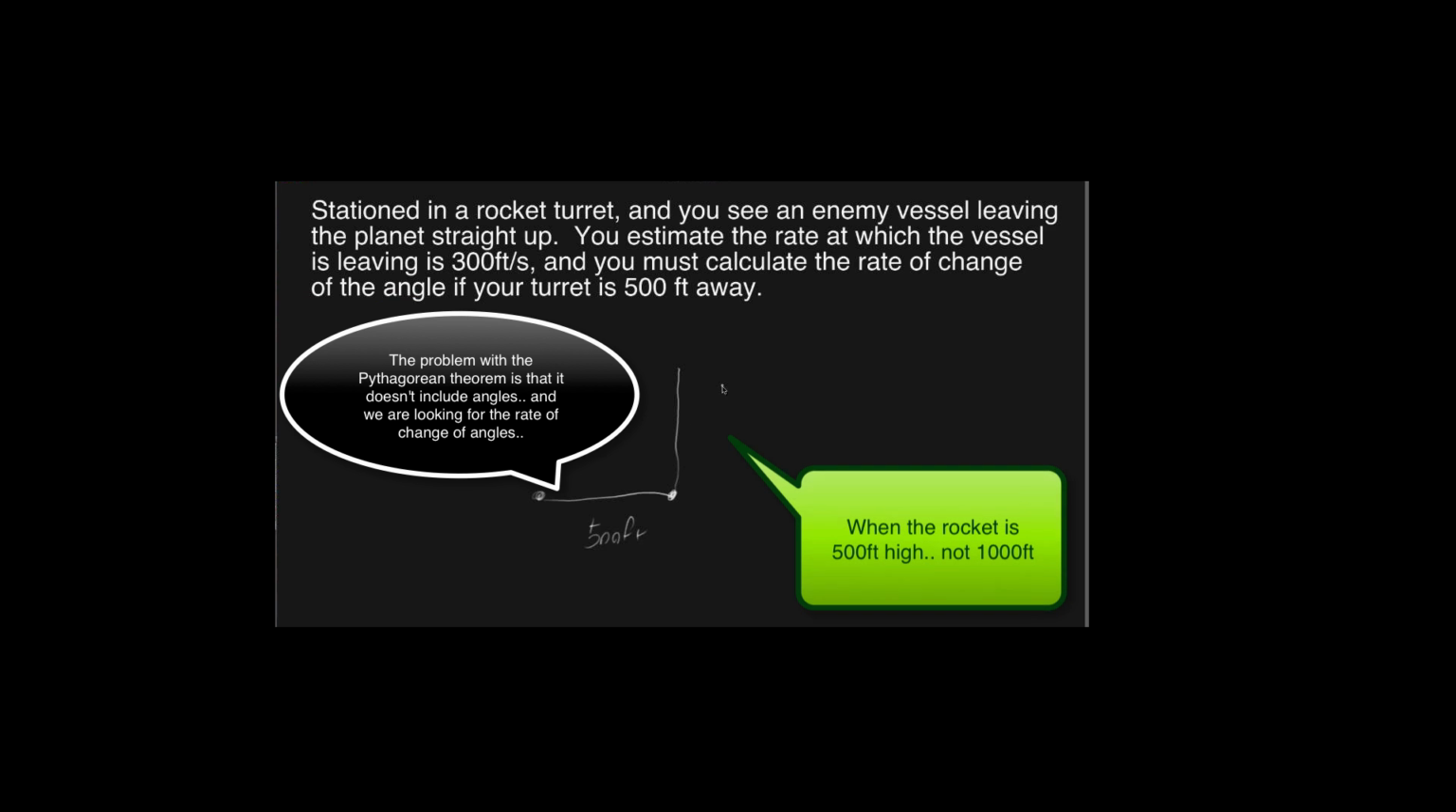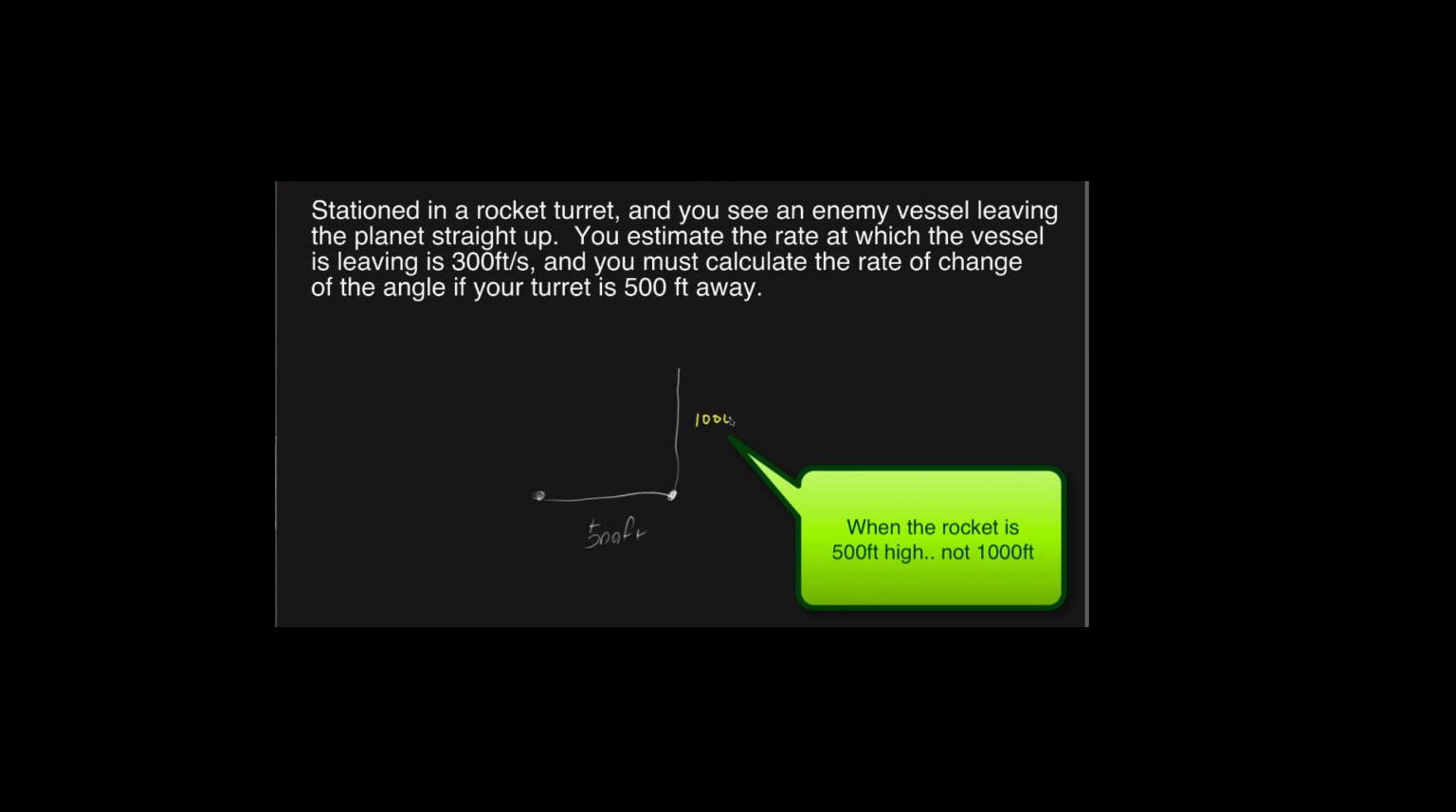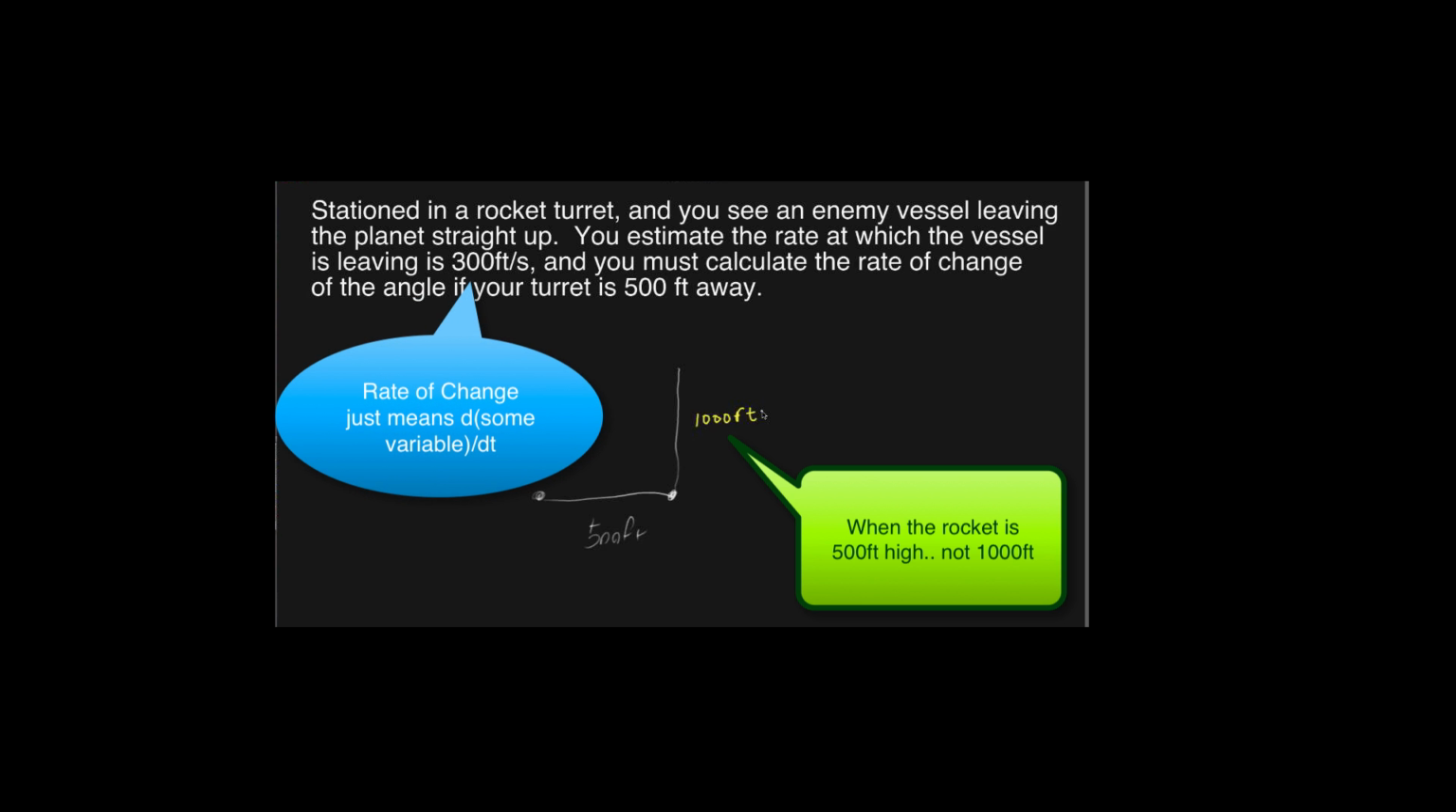Let's say that we're going to fire on the vessel when it's 1,000 feet in the sky. Now which trig function would you use? Since you're trying to find this angle, the rate of change of the angle. Rate of change just means d theta dt, and you can get a d theta dt if you derive it. The question is, what am I deriving? I know the opposite leg, I know the adjacent leg, and I'm looking for an angle. So that's tangent.